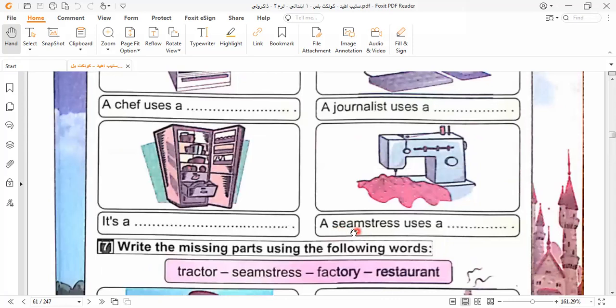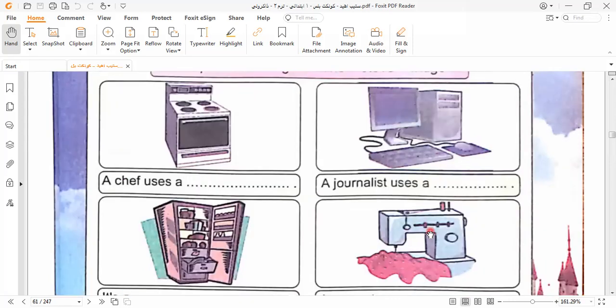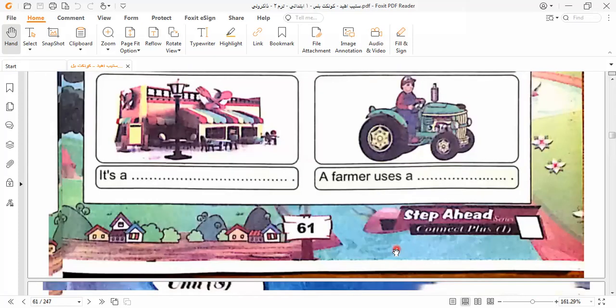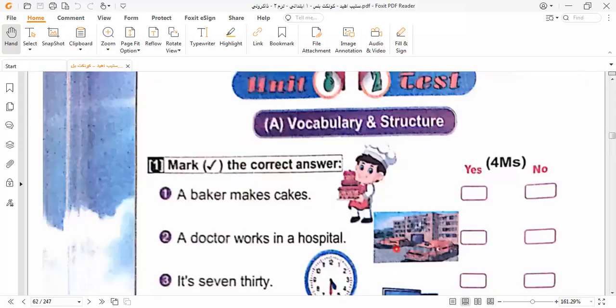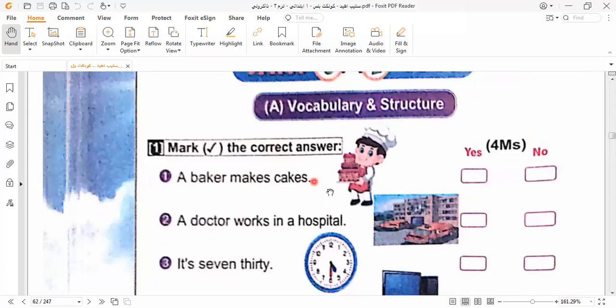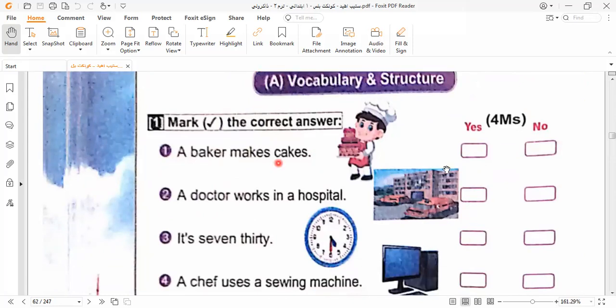A seamstress uses what? A sewing machine. So I select sewing machine. I will leave this other one to do as homework. Let's answer the test related to this. A painter makes cakes. Is it yes or no? Yes, I will select it.